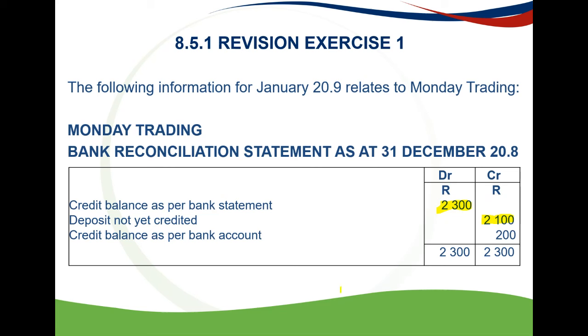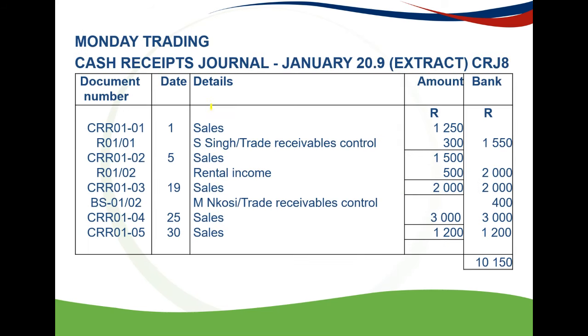So when we prepare that T account for the bank, we're going to start with this credit balance of 200 Rand. But we must first compare the bank reconciliation statement with the bank statement. We've done that. We've ticked off everything. Now we must compare our cash receipts journal with our bank statement. And we said the cash receipts journal, you're going to compare it with the credit column because deposits will be reflected on the credit side of the bank statement.